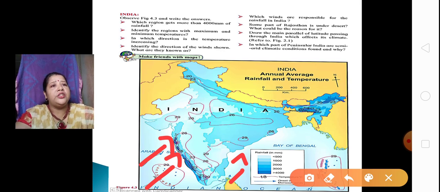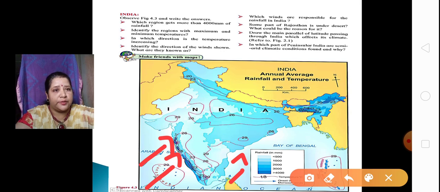Some part of Rajasthan is under desert. What could be the reason behind that? Because the southwest monsoon winds which are coming into India are running parallel to the Aravalis. And because they are running parallel to the Aravalis, the leeward side of the Aravalis gets lesser rainfall. So Rajasthan is under the desert area.